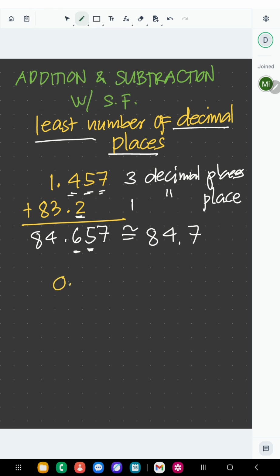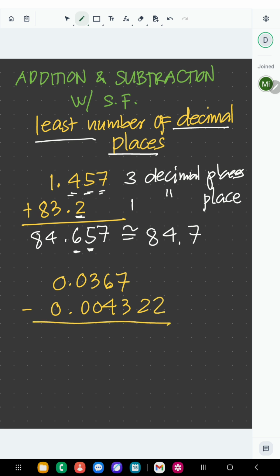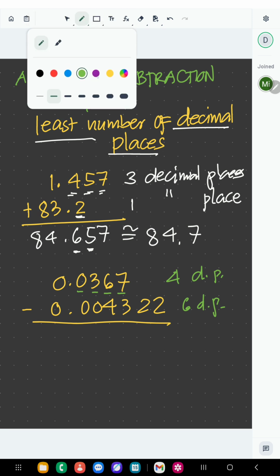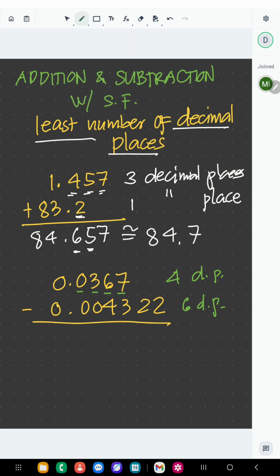All right, how about when we subtract? Let's say we're given 0.0367 minus 0.004322. Let's count the decimal places first. This one has 4, and this one has 6. So that means the first number has the least. That means our answer will be rounded off to 4 decimal places.